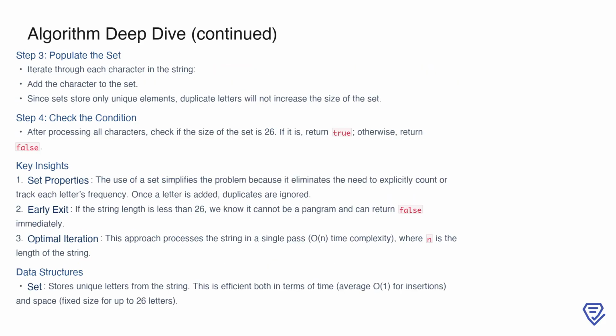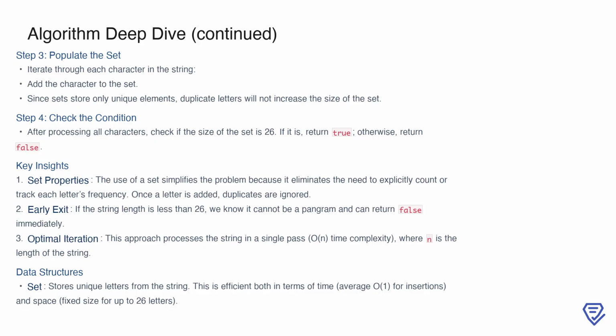To populate the set, we iterate through each character in the string and add it to the set. Since sets store only unique elements, adding duplicate letters will not increase the size of the set. Once we've processed all the characters in the string, we check whether the size of the set is exactly 26. If it is, we return true, as this means the string contains all 26 letters. Otherwise, we return false.